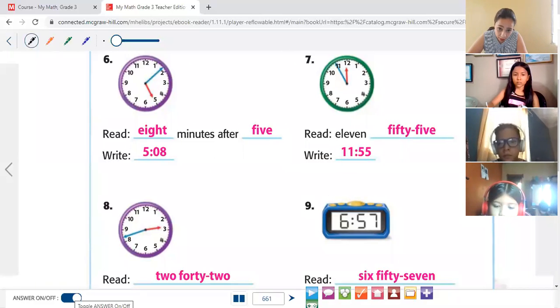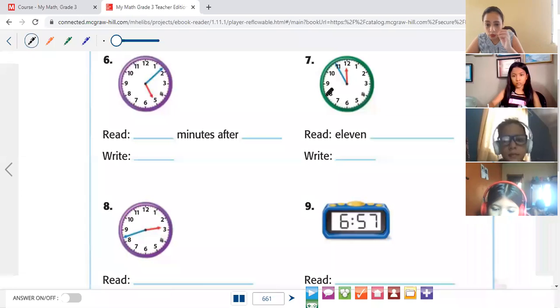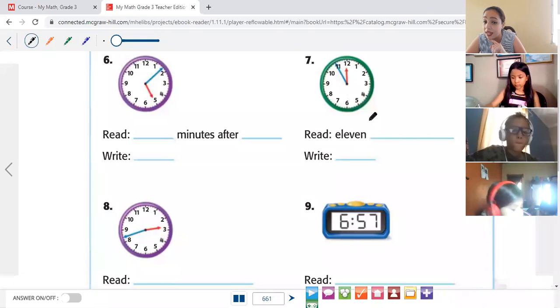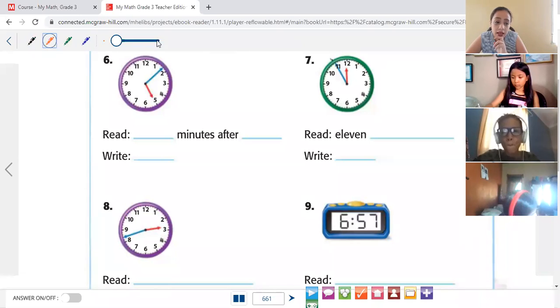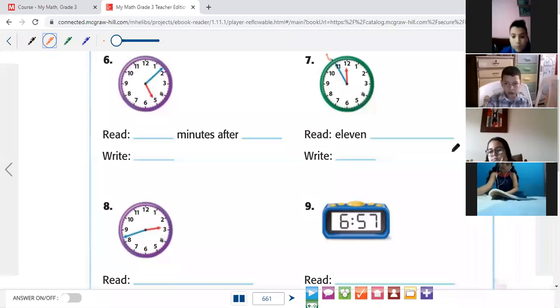Voy a borrar la respuesta para que lo hagamos juntos. Okay? I will erase the answers. Number 7. It is 11. How many minutes have passed when the long hand is on number 11? Let me see who can help me. Dominic? Do you know how many minutes have passed when the long hand is on number 11?